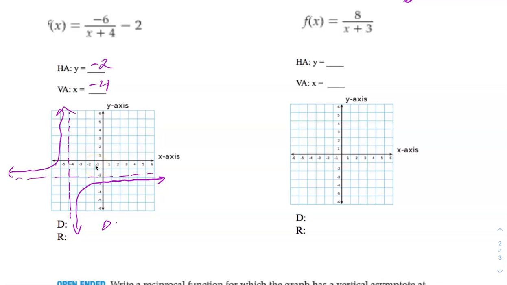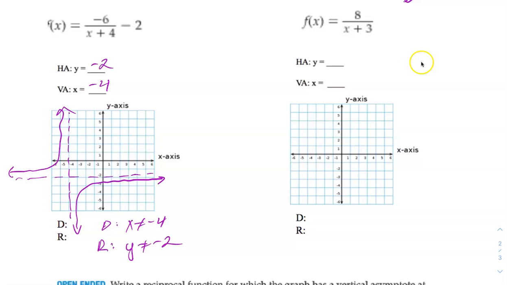My domain, remember domain has to do with the x, so x cannot equal -4. My range is y cannot equal -2. Right, so look at -2 on my y and -4 on my x, they have no value.